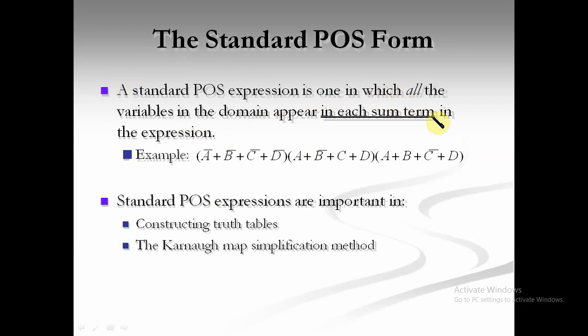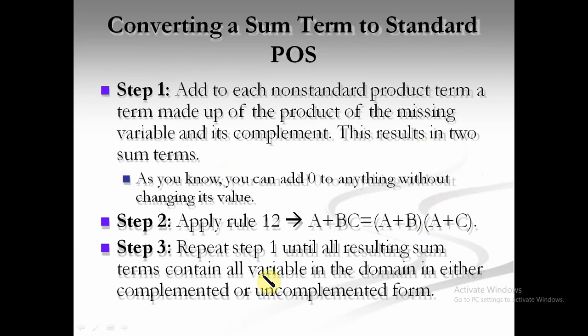In a standard POS expression, all the variables in the domain appear in each sum term. Here we will take one example. For a POS expression, it is important that you construct the truth table and use the K-map simplification method. These are the steps for converting to standard POS, because some examples are in non-standard POS form, and you have to convert them to standard POS form. We will take the example, then it will be clear.